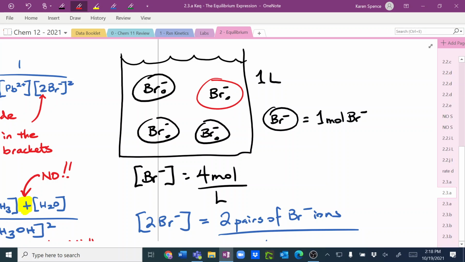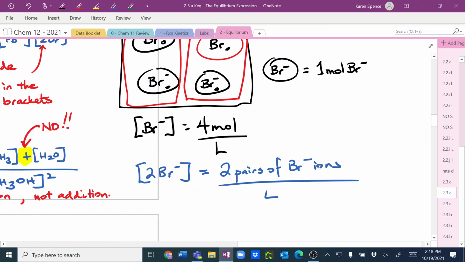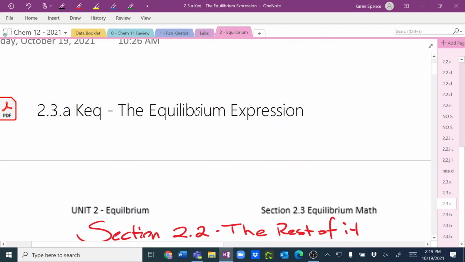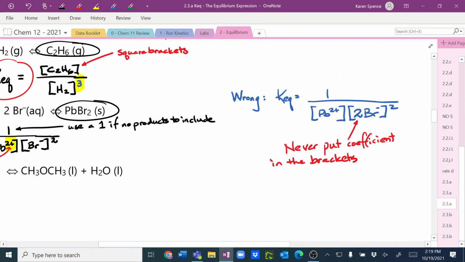But if I was to say, what's my concentration of 2 Br, then I would be like, oh, well, here's 2 Brs, and here's 2 Brs. So I would have 2 pairs of Br minus ions per liter. Like, what the heck am I measuring? It's just weird. Yes? So I will post this little bit in the extra notes, but you know, it's not right to say the concentration of 2 of something. That's not something we would do. Okay, back to ours. There we go. So never put the coefficient in the brackets.